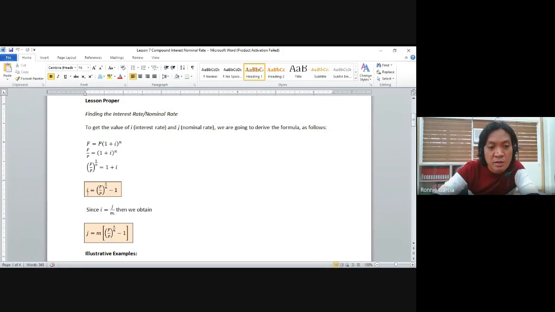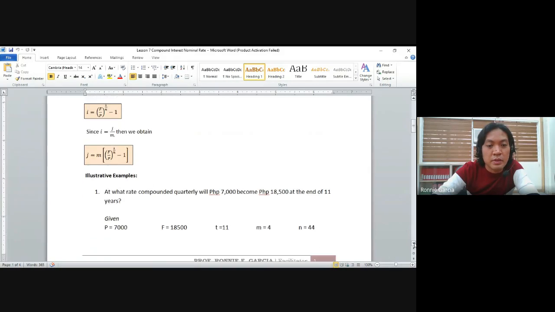Since we all know that I is equal to J over M, then we can also transform this into J over M is equal to the quantity of F over P raised to the power of 1 over N minus 1. Since J is the unknown, we can just apply the multiplication property of equality, multiplying both sides by M. That is why we have J is equal to M times the quantity of F over P raised to the power of 1 over N minus 1. So that will be our formula. This is our guide right now in solving the rest of the examples in finding the nominal rate in a compound interest problem. So take note of that formula.